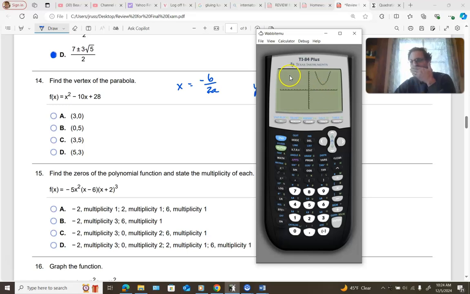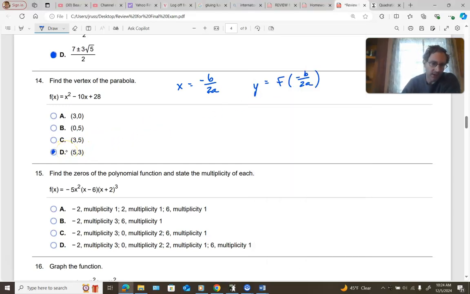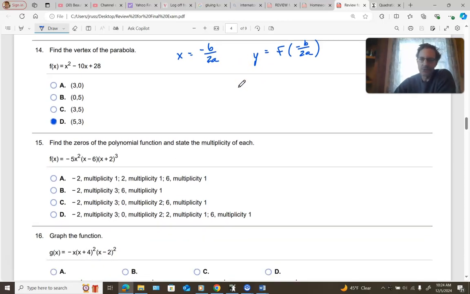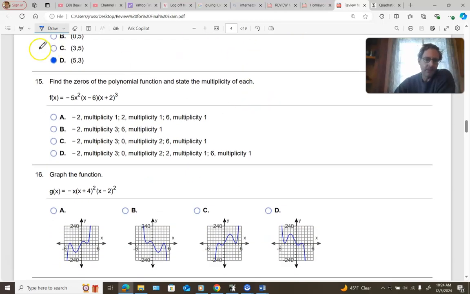Okay, the only thing is if you go to graph and it's off the screen, then you could either adjust your viewing window or you could use the algebraic method. Well, it looks to me like the x-coordinate of the vertex is going to be about at 5, and the y-coordinate is probably at about 3. So because this is multiple choice, you can easily narrow it down to the answer. We always say correct answer, but that's redundant.